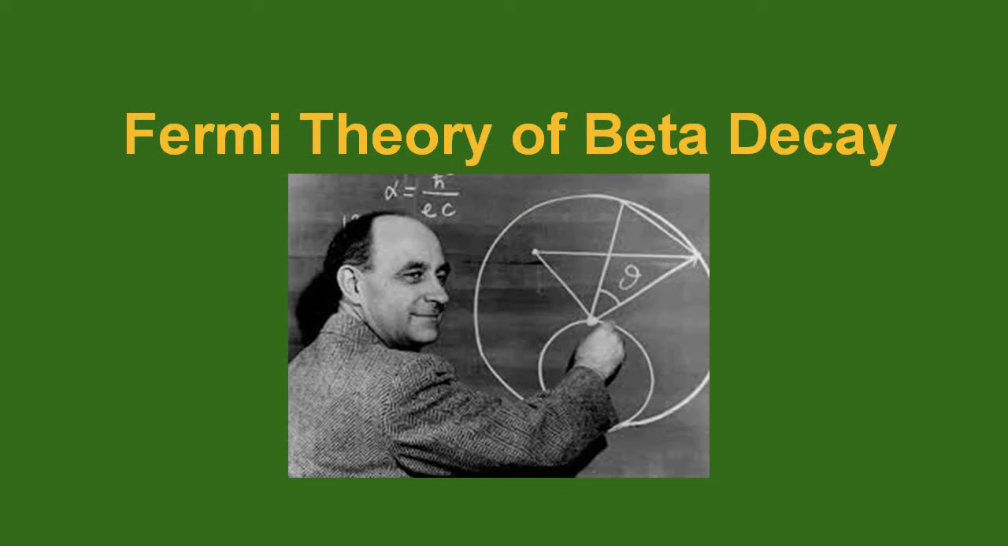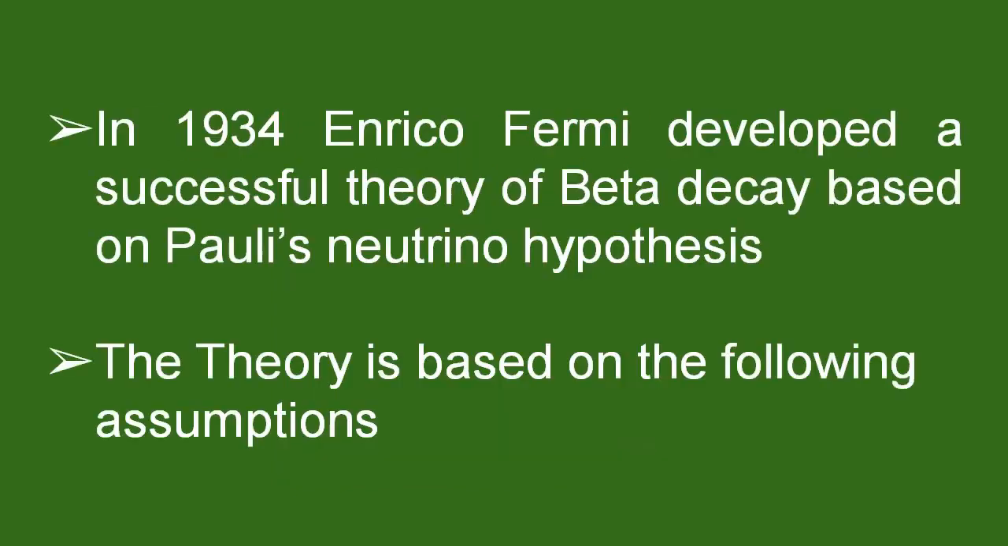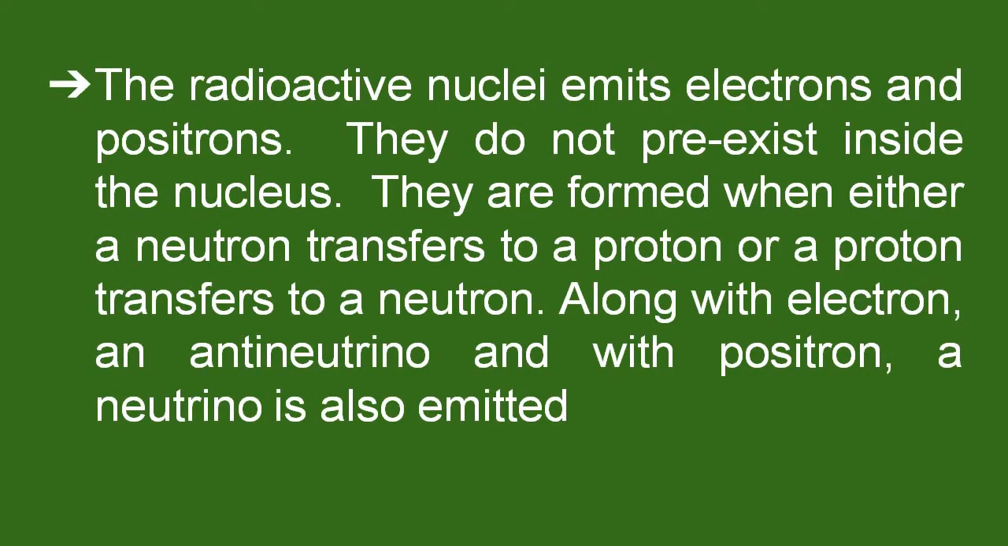Fermi theory of beta decay. In 1934, Fermi developed a successful theory of beta decay based on Pauli's neutrino hypothesis. The theory is based on the following assumptions.